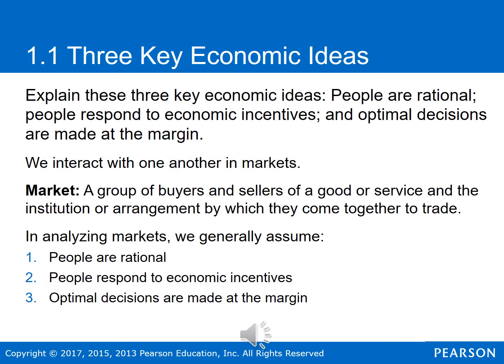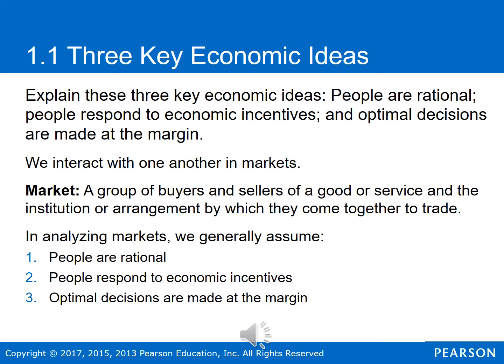Now let's turn to the three key economic ideas. So in this section, we'll explain the three key economic ideas. First, that people are rational. Second, that people respond to economic incentives. And third, that optimal decisions are made at the margin.